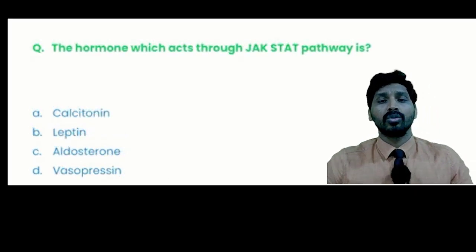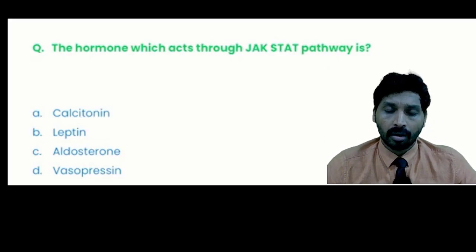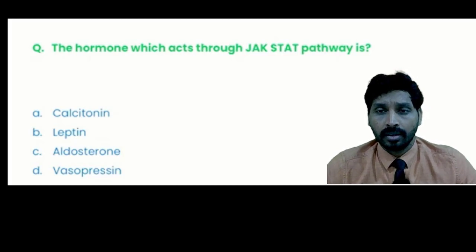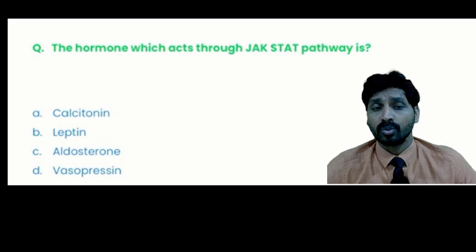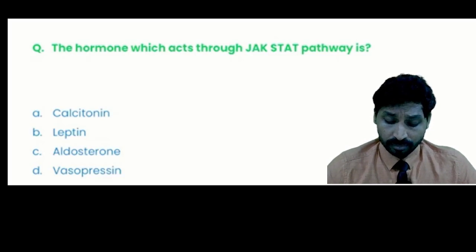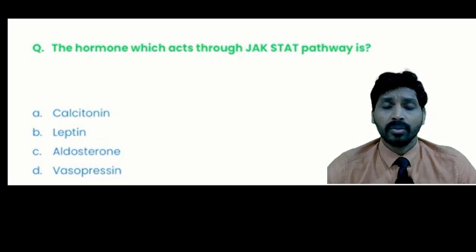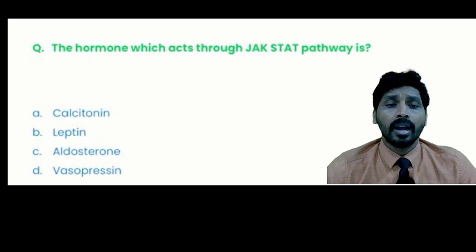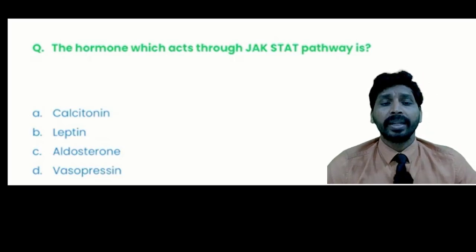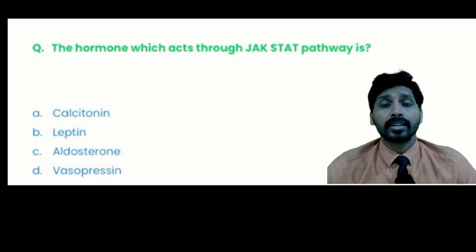So the hormone which acts through the JAK-STAT pathway. There are certain types of hormones, and they have their own specific unified pathways to convey their message into the cell. So JAK-STAT is one of the pathways. Here the options are calcitonin, leptin, aldosterone, vasopressin. Calcitonin will not work, because calcitonin acts through the Gq/Gs pathway. And leptin, yes, leptin is the hormone present in the adipocytes, which definitely acts through the JAK-STAT pathway.